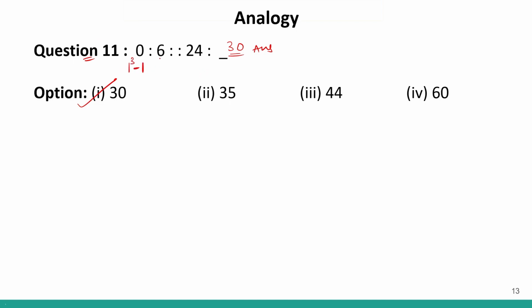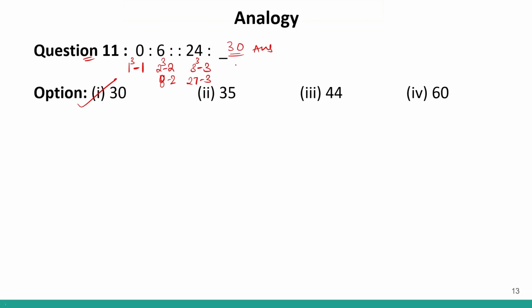1 cube minus 1 and 6 is very close to 8. So it is 2 cube minus 2. Correct? This is 1 cube minus 1. This is 2 cube minus 2. If I do 3 cube minus 3, I can get 24. How? This is 27 minus 3. This is 8 minus 2. So 8 minus 2 will give me 6. Similarly, 27 minus 3 will give me 24.